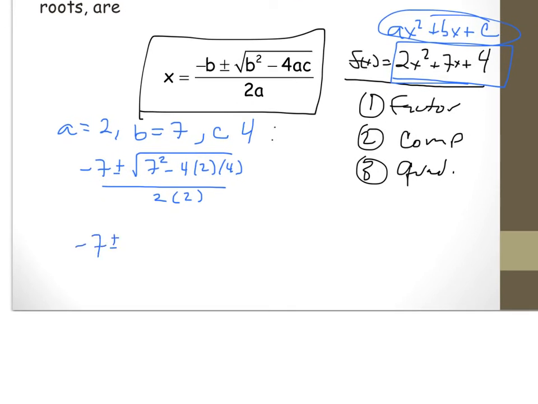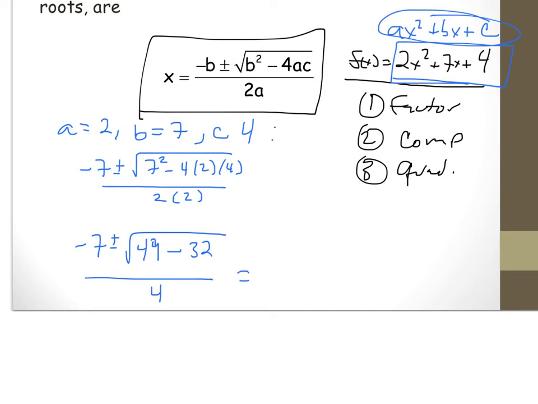Be careful, make sure you follow order of operations. Notice that we have a square, so that happens first. We also have multiplication and subtraction. So in order to make sure that we don't make any mistakes with the order of operations, we do the square first, so 7 squared is 49. We multiply, 4 times 2 is 8. 8 times 4 is 32. All divided by 2 times 2, which is equal to 4.